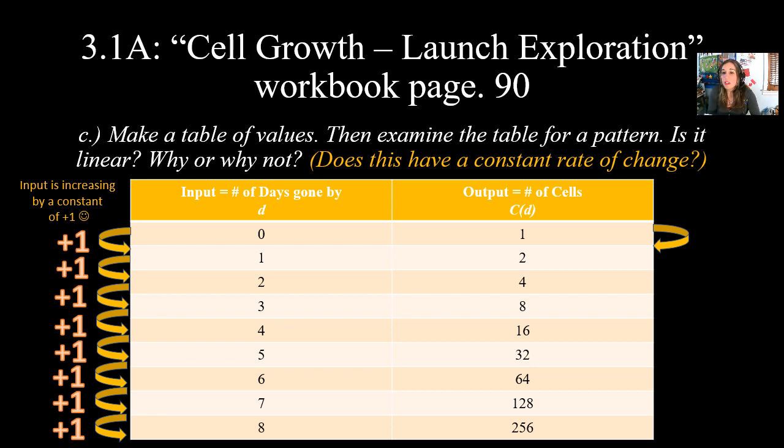Well, we started with 1 cell, and after a day we had 2. So to go from 1 to 2, we added 1. So far, so good. All right, well now we have 2 cells, and the next day we had 4. To go from 2 to 4, what do I do? I add 2, right? 2 plus 2 gives me 4. Now I've increased by 2. So first I increased by 1, now I increased by 2.